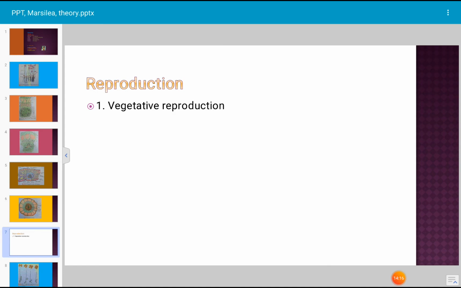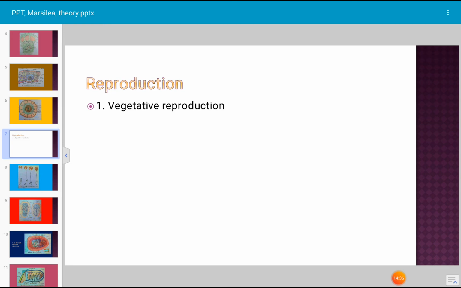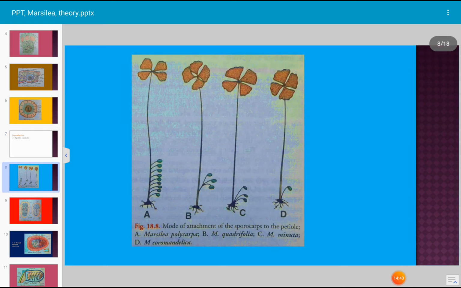In dry conditions, certain branches develop from the rhizome which swell because of the storage of food material, and these structures are known as tubers. These tubers are released after maturity and independently produce a new Marsilea plant in a favorable environment. This is about the vegetative reproduction in Marsilea. Let us see the sexual reproduction in Marsilea.